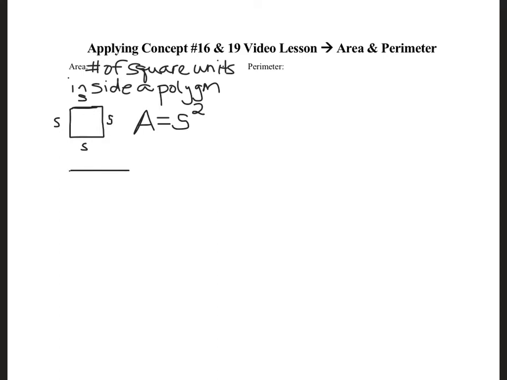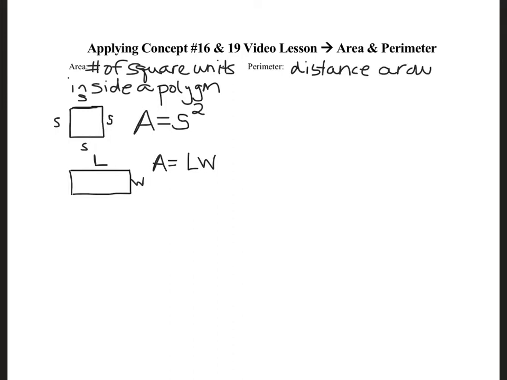If it's a rectangle, because the length and the width are different, you would say that the area is length times width. Now, of course, you can use length times width for a square as well, but I just want you to be aware that there are two formulas and that since the sides are all the same for a square, it's side squared. Now, the perimeter is the distance around a polygon.